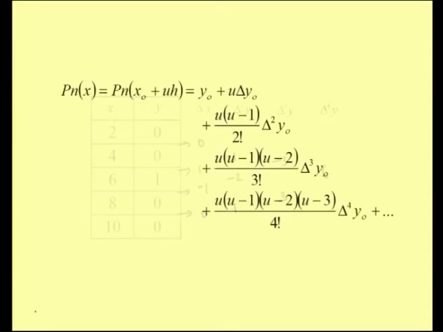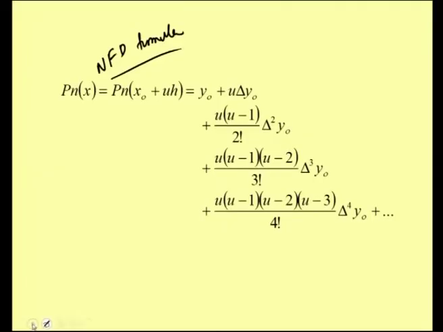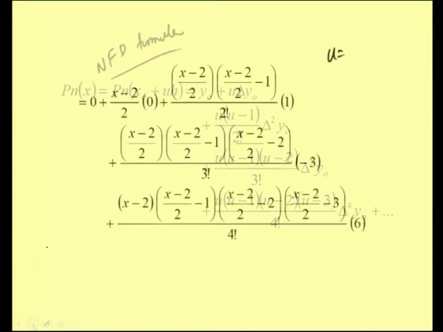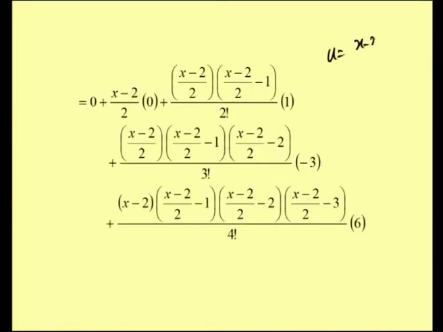So, Newton's forward difference formula is written. The only thing is that in the place of u, usually we will substitute the corresponding x value for which y has to be found out, but here x will be kept as x itself, that is all. So, u is equal to x minus x naught by h. X naught is 2 and h is also 2. So, u is equal to x minus 2 by 2. Wherever u is there, you have to substitute these values.